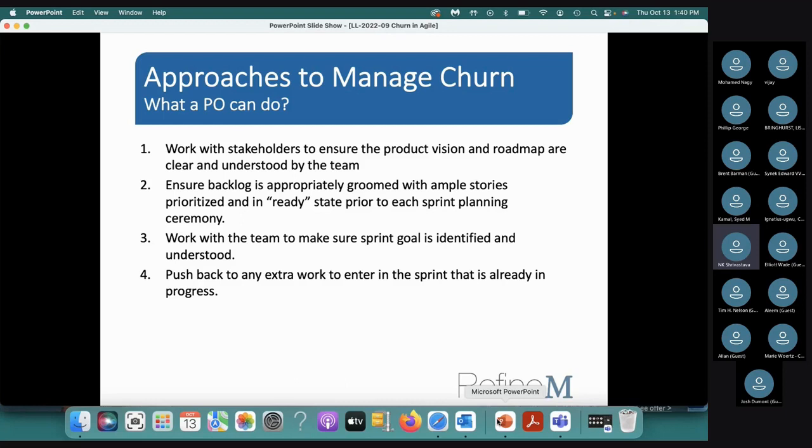Also ensure the backlog is appropriately groomed, with ample stories prioritized in ready state prior to each sprint planning ceremony. This is important because if you take an ungroomed story into your sprint, it may balloon, and you may not be able to finish it. And if you're not able to finish it, it may increase your churn, especially if some ad hoc work came at the same time, right? Work with the team to make sure a sprint goal is identified and understood. So everybody understands this is the sprint goal, and the product owner should push back any extra work. That's the role of the product owner: any work that comes needs to go to the product backlog, be groomed, prioritized, and then given to the team.